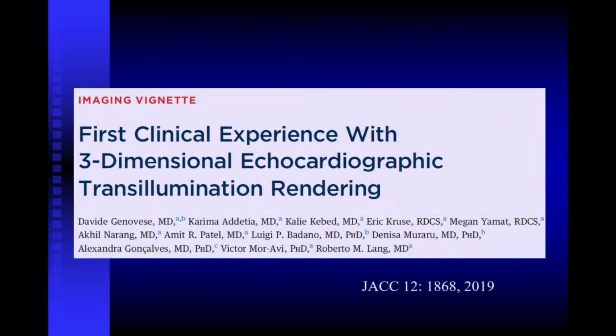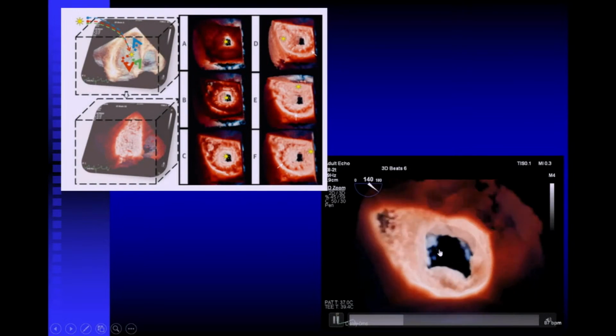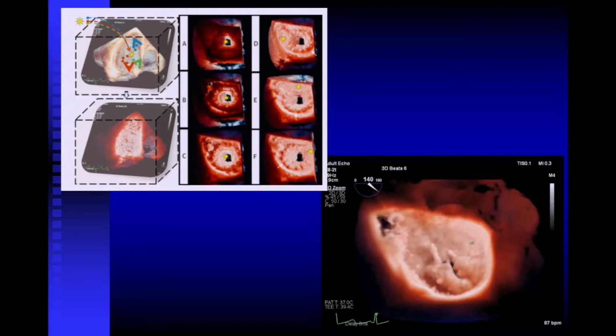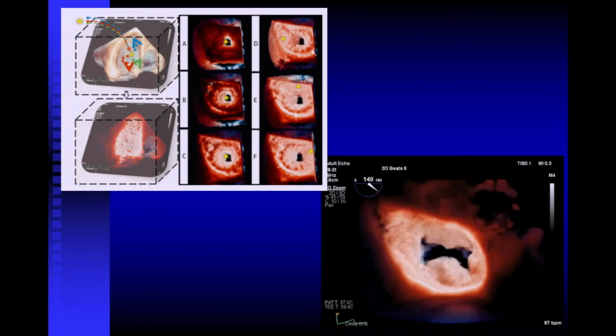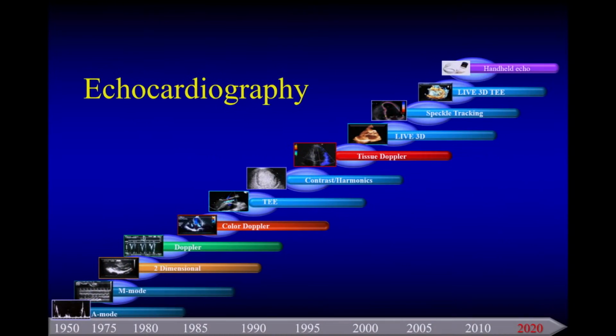And I think last year, among the first clinical experiences, reported by Roberto Lang and his group, was a different way of showing the images with transillumination rendering. It looks quite impressive. It is very nice to be able to see that, and the image is almost like you're looking at the mitral valve per se in front of your eyes. So it is quite impressive how much has really come along from the days of early echocardiography.